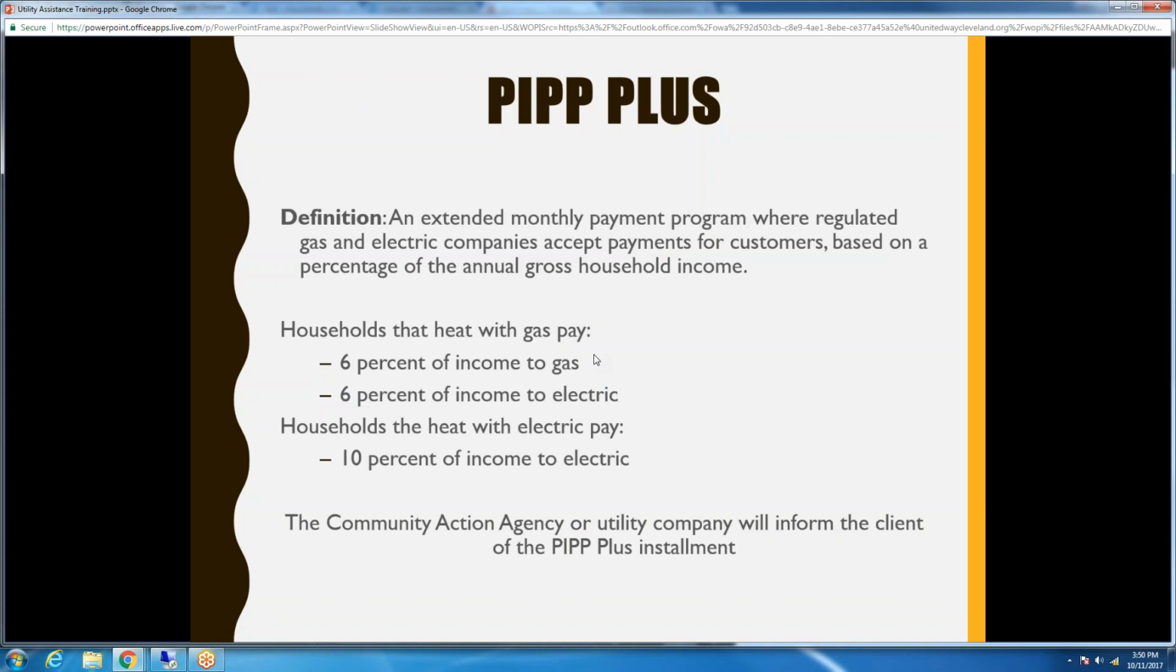PIP Plus is an extended payment arrangement that requires regulated gas and electric companies to accept payments based on a percentage of the household income for customers whose monthly countable income is at or below 150% of the current federal poverty level. Under PIP Plus, if you heat with gas, you pay 6% of your monthly household income to your gas company and 6% to your electric company. If you heat with electricity, you pay 10% of your monthly household income.